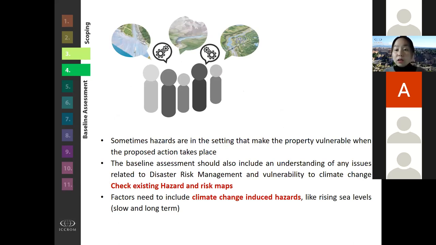It's also very, very probable that on a national level or at a regional level, there will be hazard and risk maps already accumulated, already compiled within the governmental system. So it's very important that when you're doing your scoping and your baseline assessment of the site itself and the project proposal, you need to check the existing hazard and risk maps and also include the factors of climate change induced hazards, so that right now it may not be a factor, but rising sea level could become a hazard that could be bringing upon different disasters happening at a certain stage.